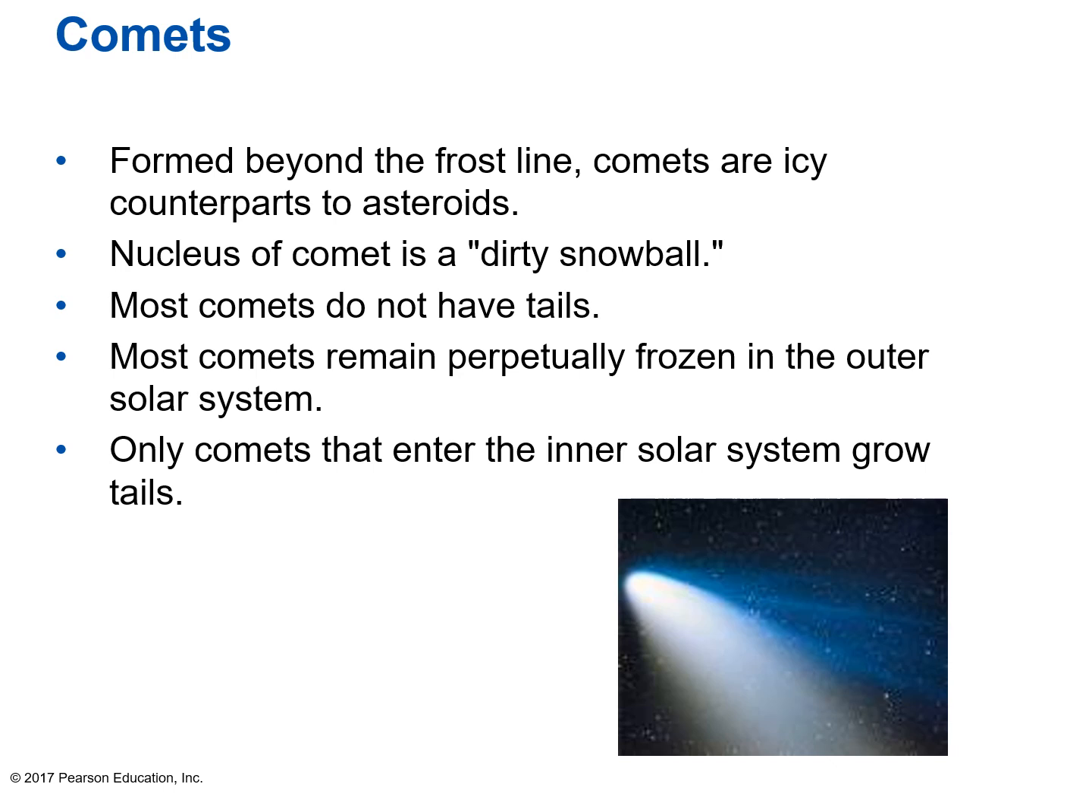Think of a comet, the nucleus of a comet, as a dirty snowball. It's basically a big ball of ice with rocks and debris embedded in it. We often think of comets as having tails, such as in the picture down below, because the ones that come near enough to Earth to see have tails. However, most comets do not have tails. Most comets remain perpetually frozen in the outer solar system, and it's only comets that enter the inner solar system that grow tails.